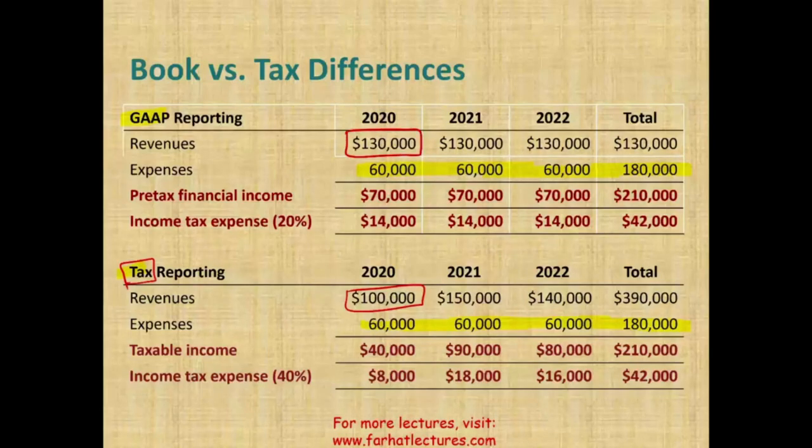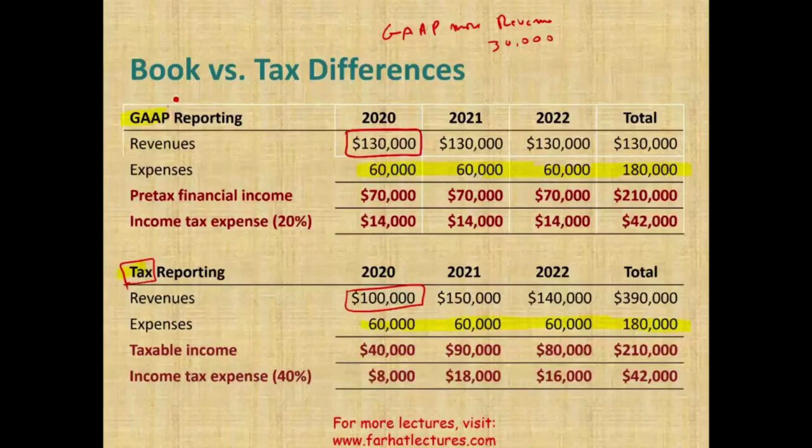$130,000. Simply put, if you're looking at this, what does that mean for you? Let's just simplify it. It means for GAAP, they reported more revenue. How much more revenue? $30,000 more revenue. Remember, it's very important to understand why would this happen.